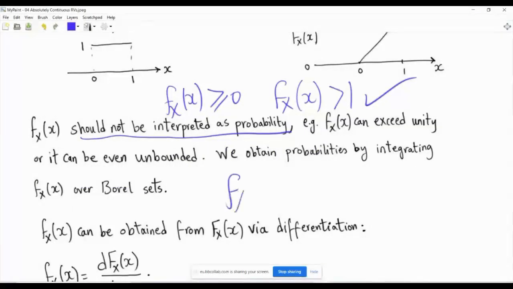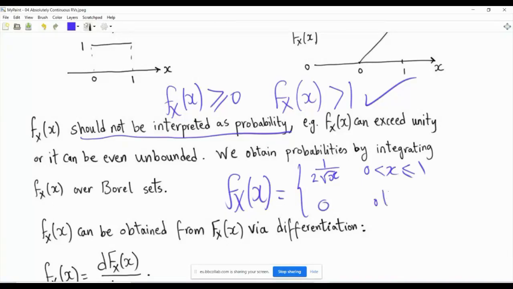So let's take a function like this, f of x, and let's define it as 1 over 2 square root x from 0 to 1, and 0 otherwise. Let's think about this function. Can it be a PDF? It's non-negative. It gets very, very high as x approaches 0 from the right. So it is an unbounded function.